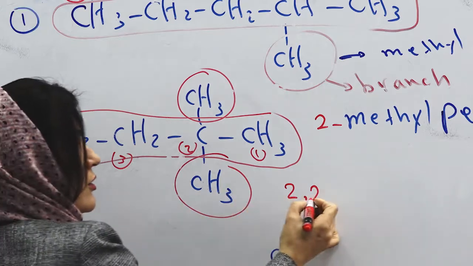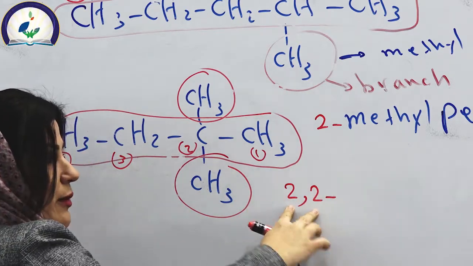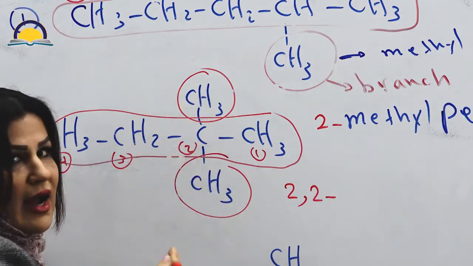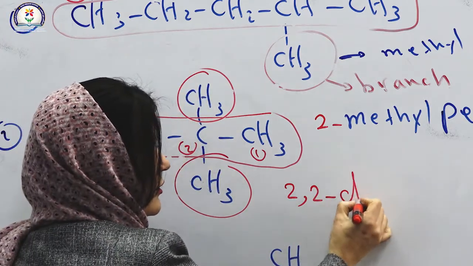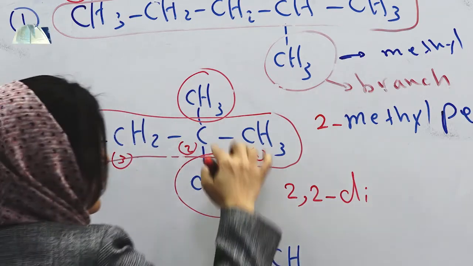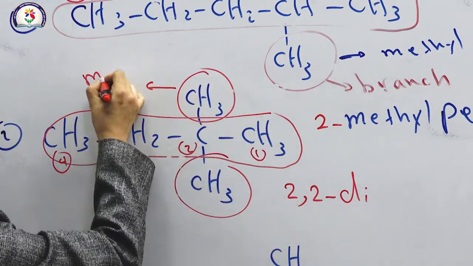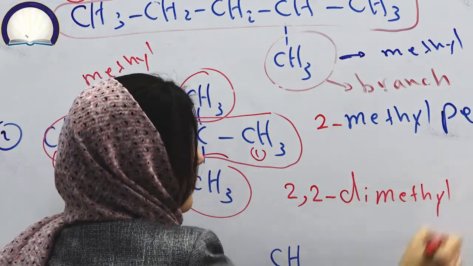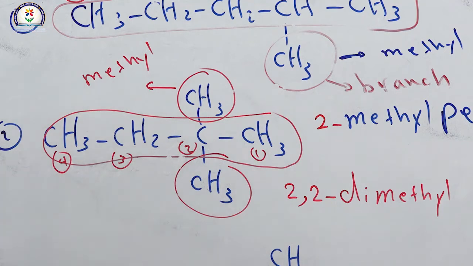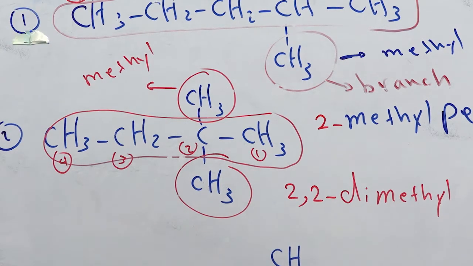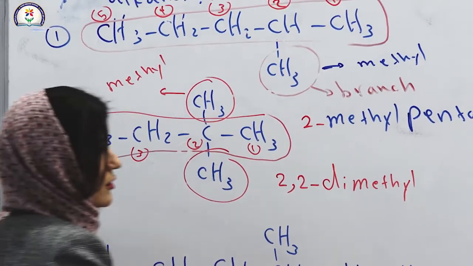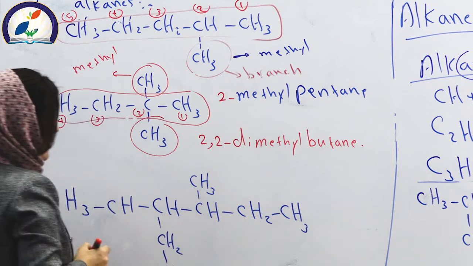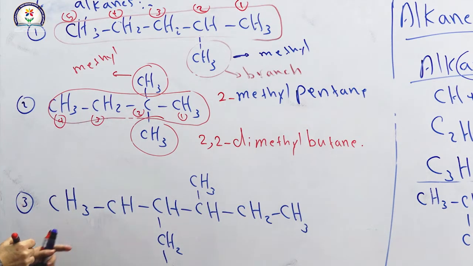2, 2. If you wrote 2 numbers, you have to say di, because we have the same branches. Di-methyl. The name of the chain that we chose will be butane. Why? Because we have 4 carbon atoms. So 2,2-dimethylbutane.